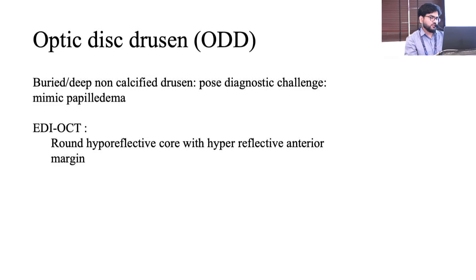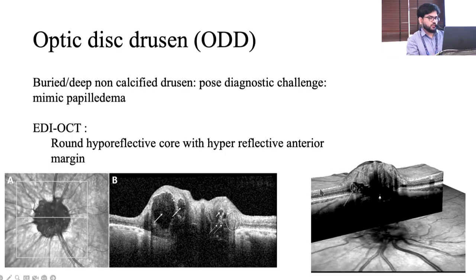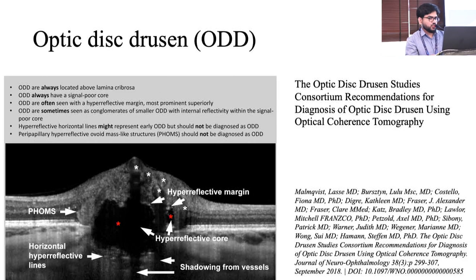Here comes the role of OCT, especially the enhanced depth imaging OCT, in which you see this round hyporeflective core with hyperreflective anterior margin. So these are the drusen, which can be picked up easily in the EDI OCT, and even the optic disc drusen studies consortium recommended that EDI OCT is the gold standard for picking up optic disc drusen.